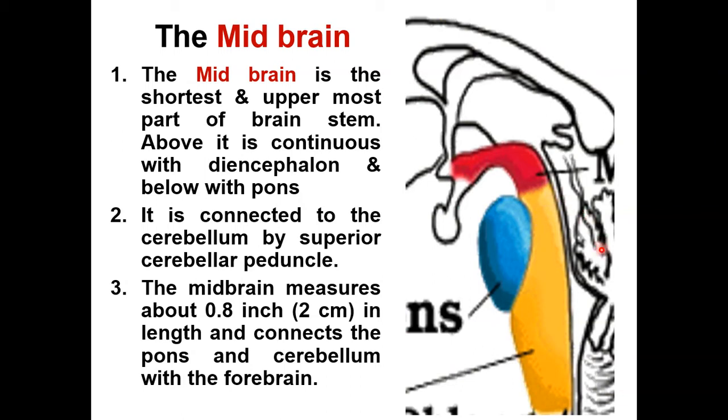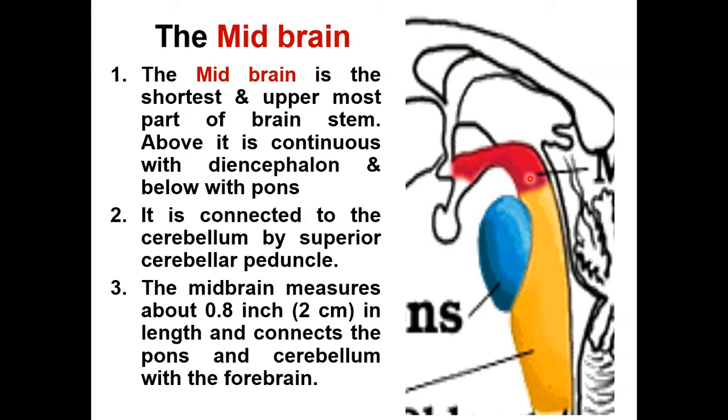You can see this structure is the cerebellum. The midbrain is connected with the cerebellum via the superior cerebellar peduncle, while the pons is connected with the cerebellum via the middle cerebellar peduncle. And after that, the medulla oblongata is connected with the cerebellum via the inferior cerebellar peduncle. The size of the midbrain is about 2 centimeters.